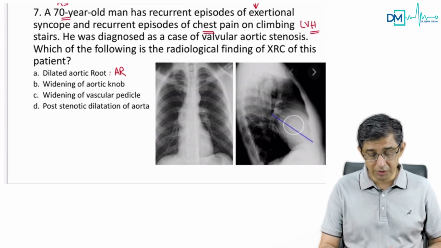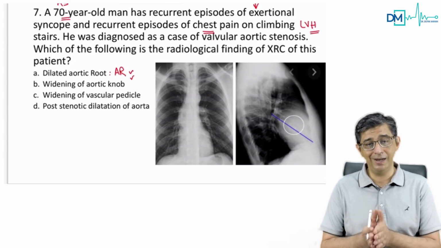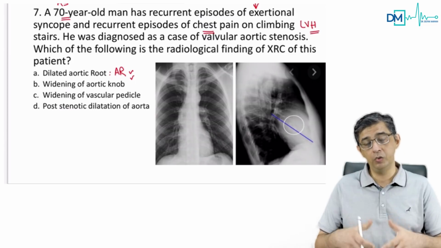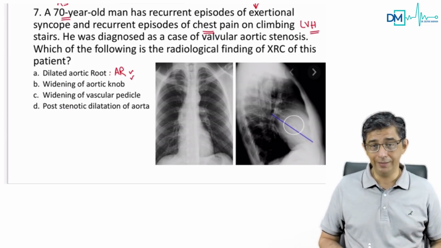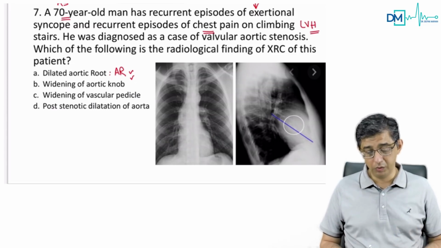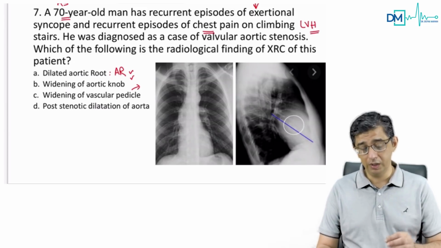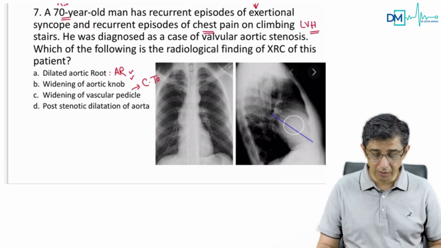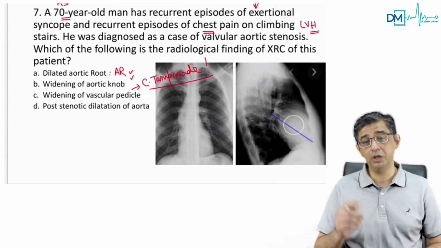Widening of the aortic knob. This is again a feature. Both A and B are related to each other in a sense that if you are having widening of the aortic knob, only then you would be having aortic regurgitation. You're left between C and D, that is a widening of the vascular pedicle and the post-stenotic dilatation of the aorta. Now, widening of the vascular pedicle is a feature that you encounter with patients having cardiac tamponade. There is a separate MCQ on cardiac tamponade in the subsequent part of the discussion. You can keep listening to that.